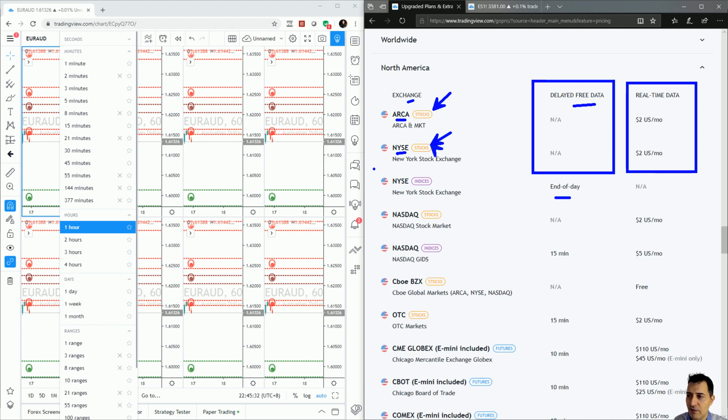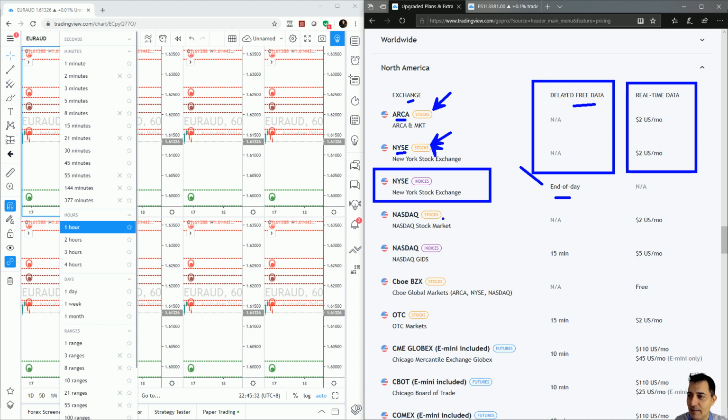Okay, so if you were to chart New York Stock Exchange stocks, for example, IBM, you will get free data after the market closes. In other words, 20 minutes after the market closes, it is now real-time, even though it's still delayed, because the market now is closed. You cannot trade until tomorrow, but now you get it for free without having to subscribe. Okay, so that's a good one.